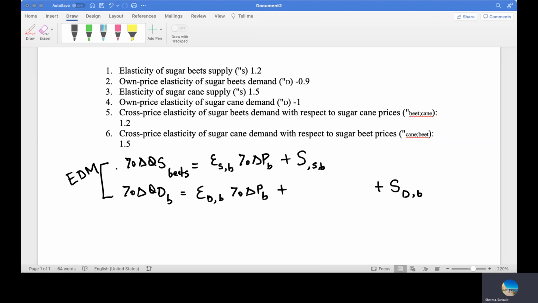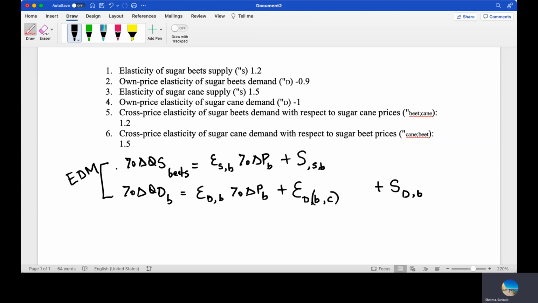Okay, so let me go back here. So basically, we are trying to understand what happens to the elasticity of demand for beets as the price of cane increases. What happens to the quantity demanded of beets as the price of cane increases? So this is essentially what will be given.